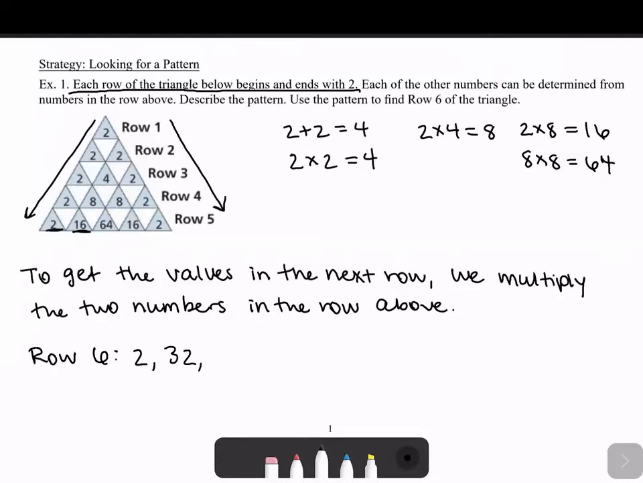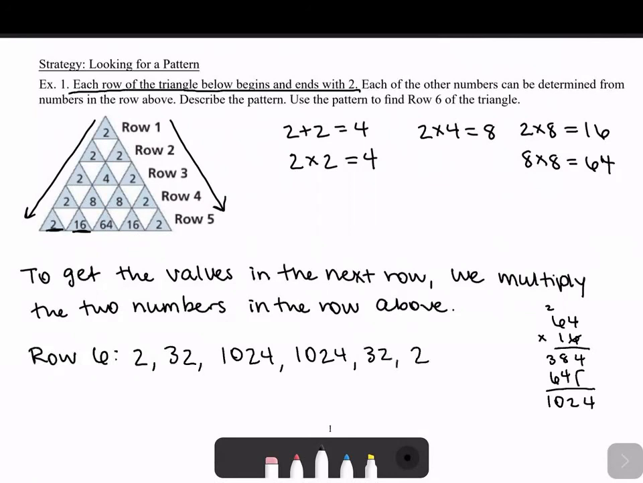Then we're going to take the 16 and the 64. So I can't do that in my head. I assume that you can't either. So we're just going to work it out over here on the side. So we have 64 times 16. So that's going to be 24, carry the 2. And then we just keep multiplying. So that's going to be 1024. Okay, so that's going to be our next number. And then again, we have 64 times 16, so it's 1024. And then 16 times 2 is 32, followed by 2.